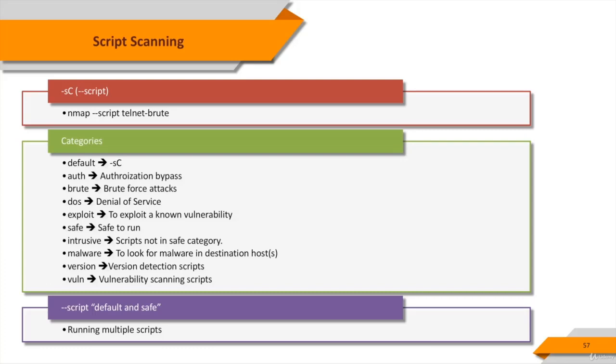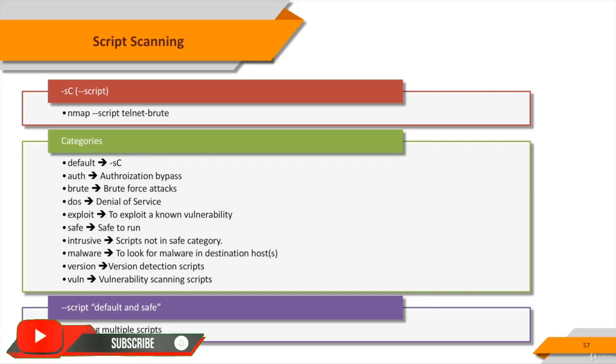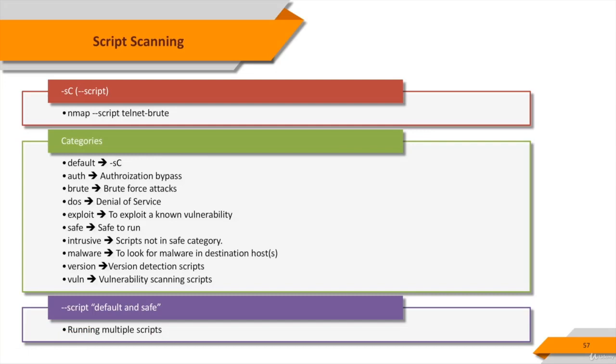Now, wait a second. What is this default? Well, it is one of the categories of Nmap scripts. Let me show you. Nmap Scripting Engine, NSE scripts, define a list of categories that they belong to. So currently defined categories are auth, broadcast, brute, default, discovery, DOS, exploit, external, fuzzer, intrusive, malware, safe, version, and vuln. Category names are not case sensitive.